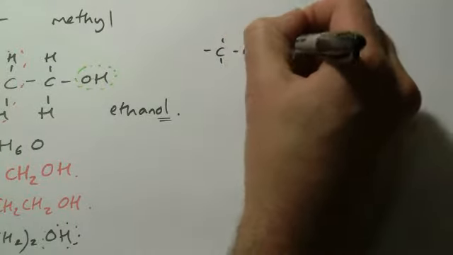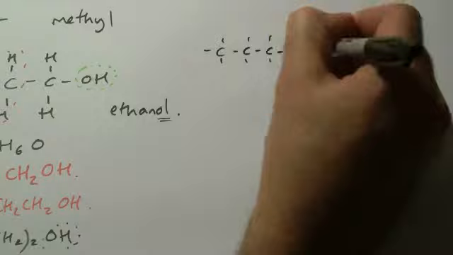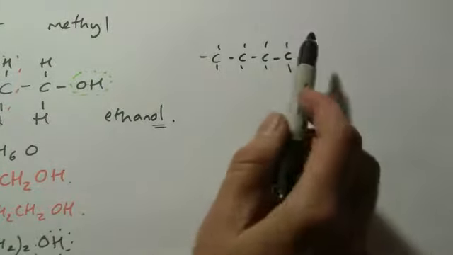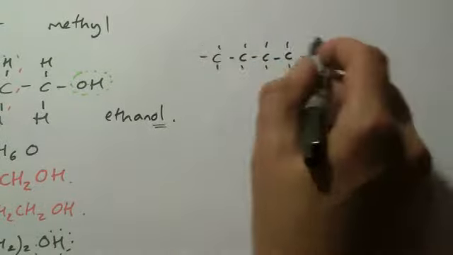Now, while we're on the subject of alcohols, do you remember doing alkanes in chemistry, where you had these long chains of carbon and hydrogen? I'm not even going to bother drawing the hydrogens in this time. We don't always draw them. We just assume that they're there. If there's nothing there, we'll assume that it's a hydrogen.